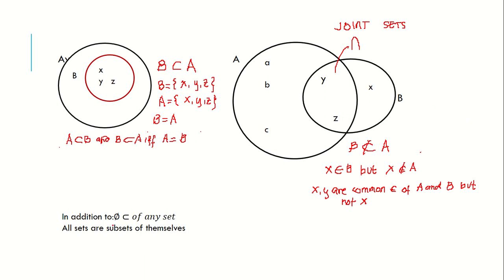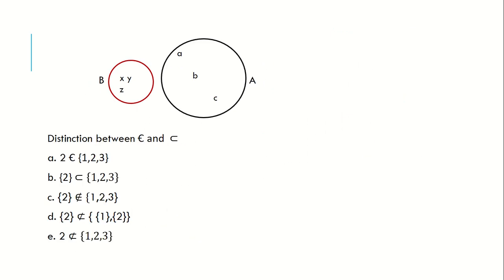In addition, an empty set is a subset of any set, and all sets are subsets of themselves. So the next one we have is disjoint sets. If we have joint sets, we have disjoint sets. These sets totally do not have common elements. That's why we call these disjoint sets.